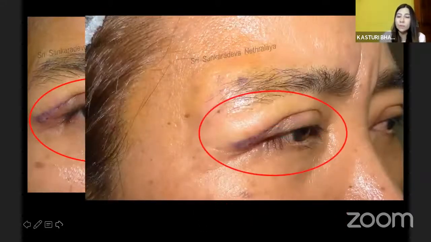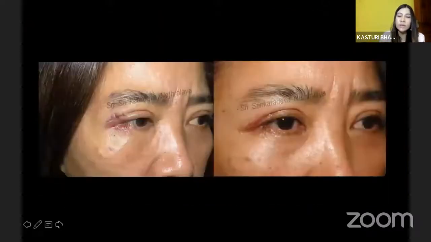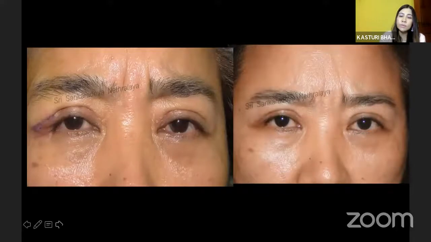I had done an extended upper lid blepharoplasty because of the lateral hooding. And what you see here, there has been an incomplete correction of the lateral hooding. So I had taken her up very early for revision surgery. Sometimes you need to take them up for revision surgery when you have a very demanding patient like this lady.